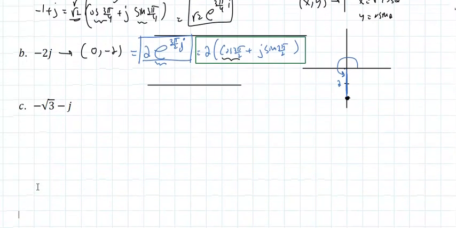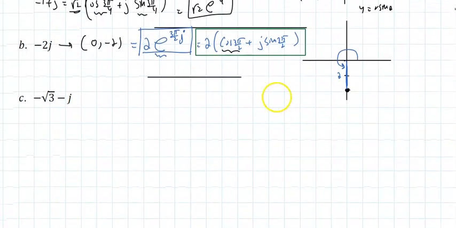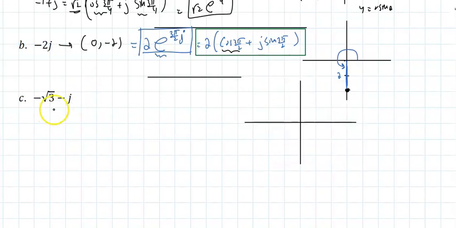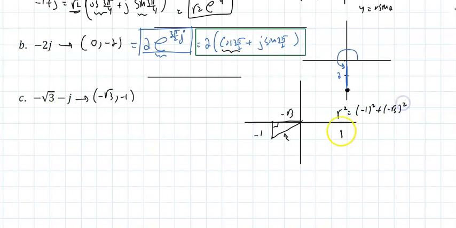And we have one more to go. C. Again, if we plot this point, this is x and y, so to speak. So x is negative radical 3, y is -1. Negative radical 3, -1. Here we are. First things first, r. R squared is a -1 squared plus a negative radical 3 squared. R squared is 1 plus 3, which is 4. R equals 2. So I got this to be already 2e. Now I need the angle.